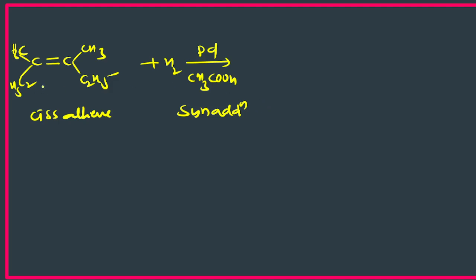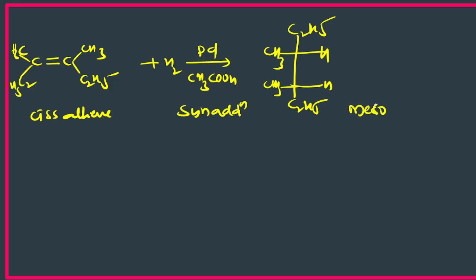The product is meso. This is a Fischer structure, with C2H5 and C2H5, and CH3 with H and CH3 with H. It is a meso product. CSM.